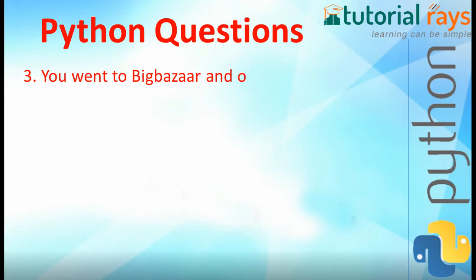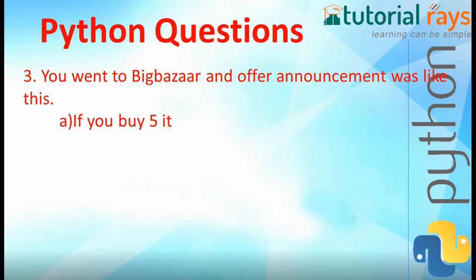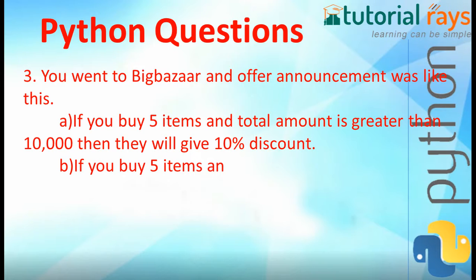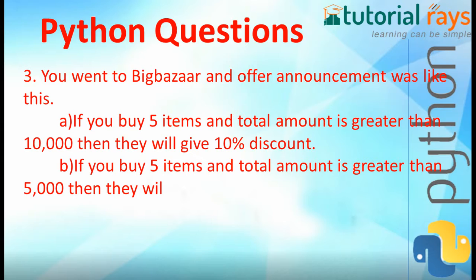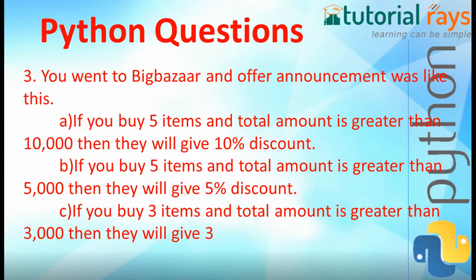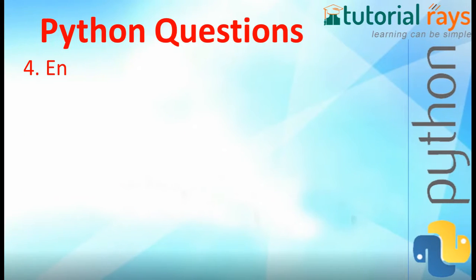And the third one is: you went to Big Bazaar and the offer announcement was like this. If you buy 5 items and total amount is greater than 10,000, then they will provide you 10% discount. If you buy 5 items and total amount is greater than 5,000, then they will provide you 5% discount. If you buy 3 items and total amount is greater than 3,000, in that case you will be provided 3% discount, or else there will be no discount.